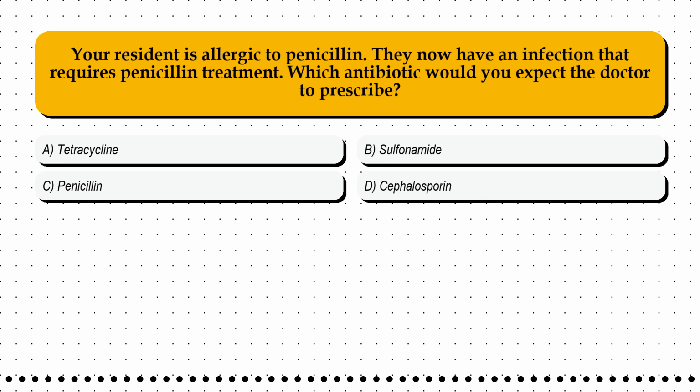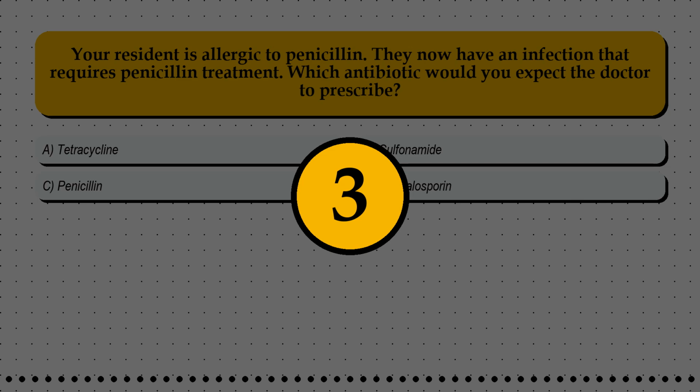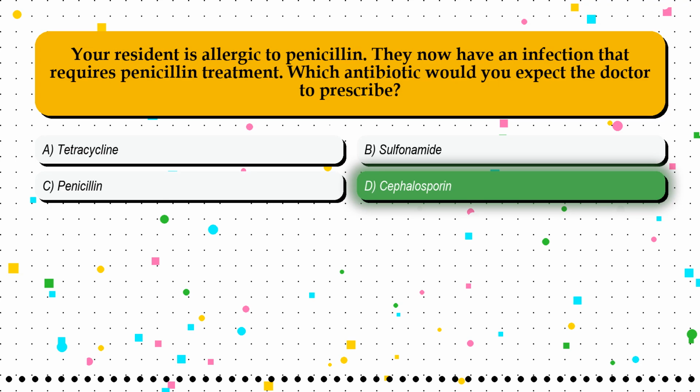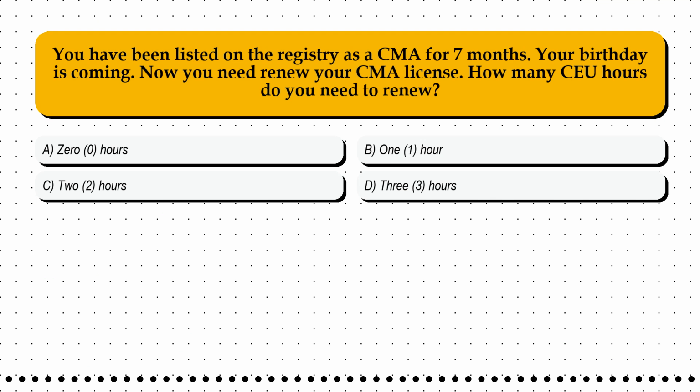Question 349. Your resident is allergic to penicillin. They now have an infection that requires penicillin treatment. Which antibiotic would you expect the doctor to prescribe? Option A, tetracycline. Option B, sulfonamide. Option C, penicillin. Option D, cephalosporin. The correct answer is option D, cephalosporin.